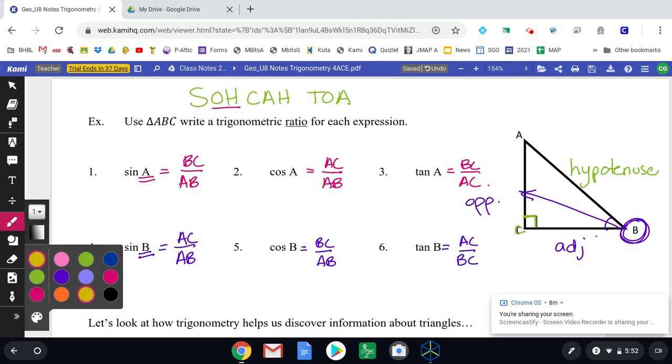Now I do want you to take a look for just a moment at the connection here. This one is actually the same as that one. That one's actually the same as that one. So sine and cosine are co-functions. And then notice these two, the way that they're opposites from each other.